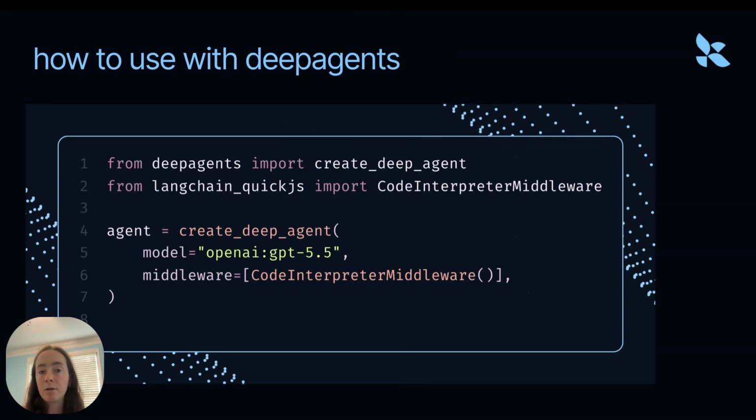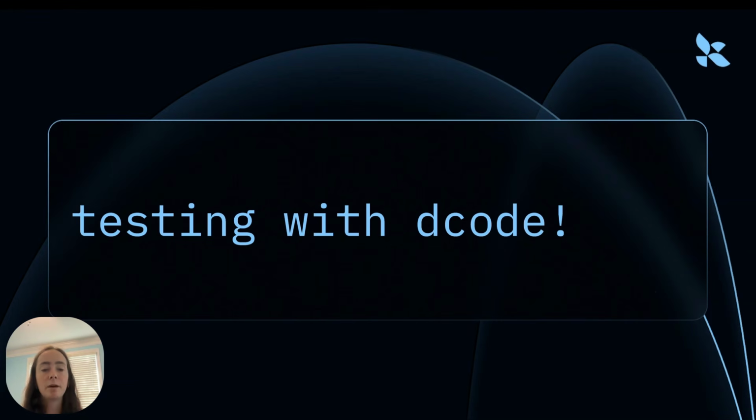All right, so how can you get started using this with deep agents? It's pretty simple. You just use the create deep agent primitive, and then you pass this code interpreter middleware to enable code mode. All right, let's test this out with dcode, which is our terminal coding agent built on top of the deep agents harness.